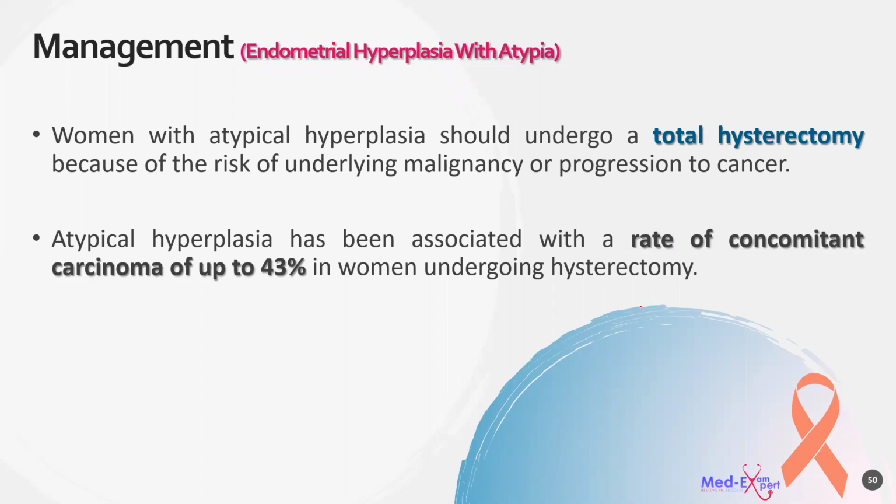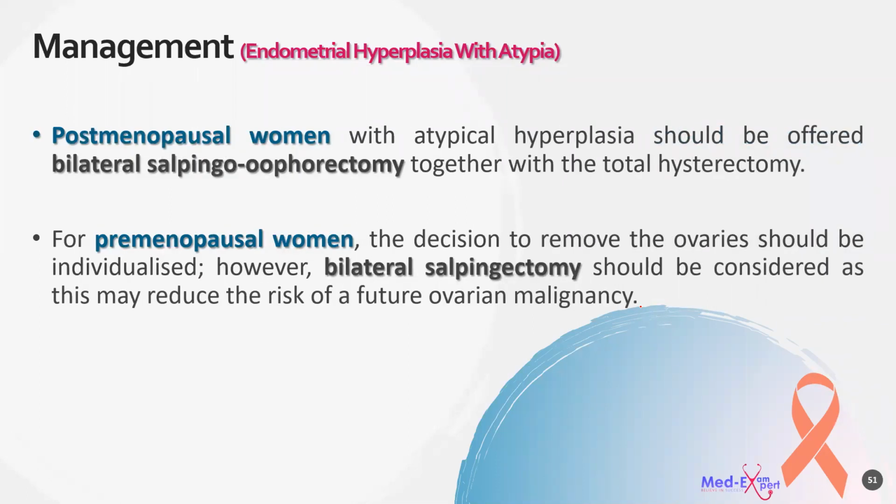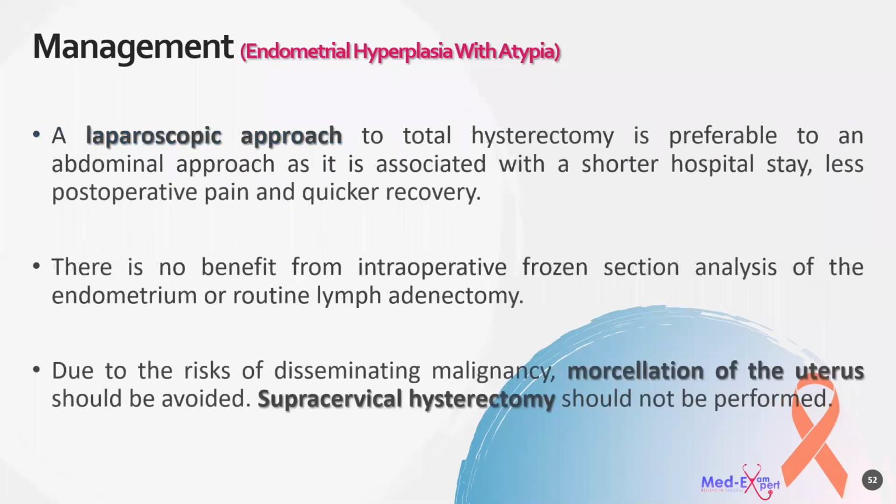And as mentioned before, for postmenopausal women, you have to do bilateral salpingo-oophorectomy. For premenopausal women, the decision to remove the ovaries should be individualized, but at least do bilateral salpingectomy. Also the laparoscopic approach is better. No need to do intraoperative frozen section analysis of the endometrium, or routine lymphadenectomy. Also avoid supracervical hysterectomy and morcellation of the uterus.